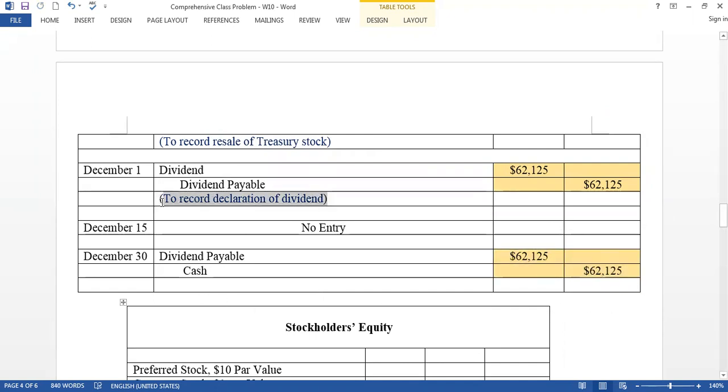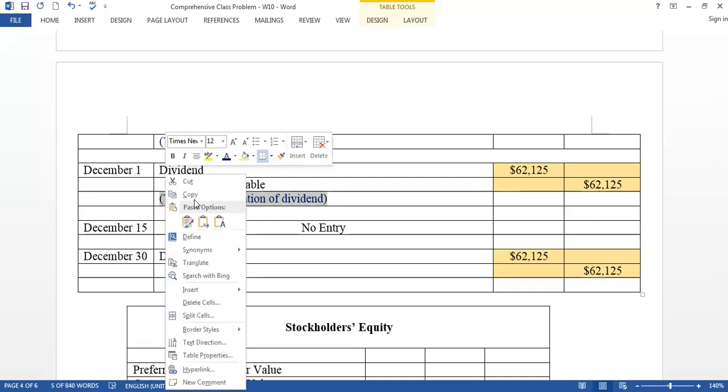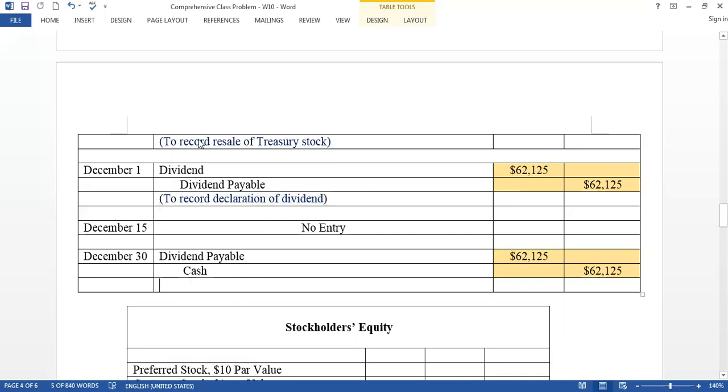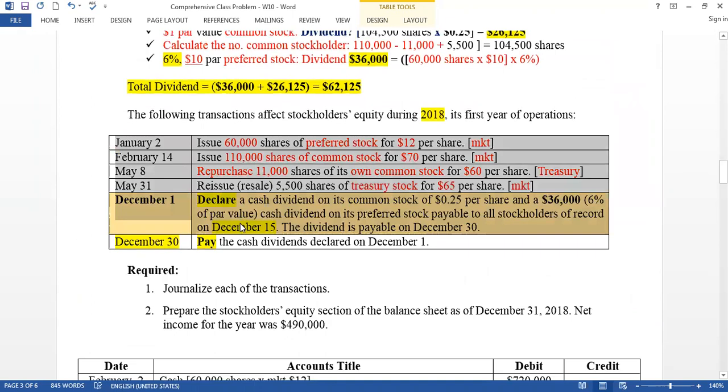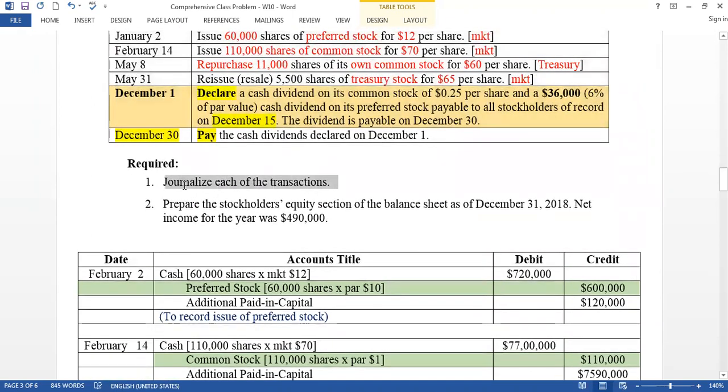And the narration is: to record payment of dividend. So these are the journal entries for these transactions. So this is the first requirement. Requirement one said to journalize each of the transactions.